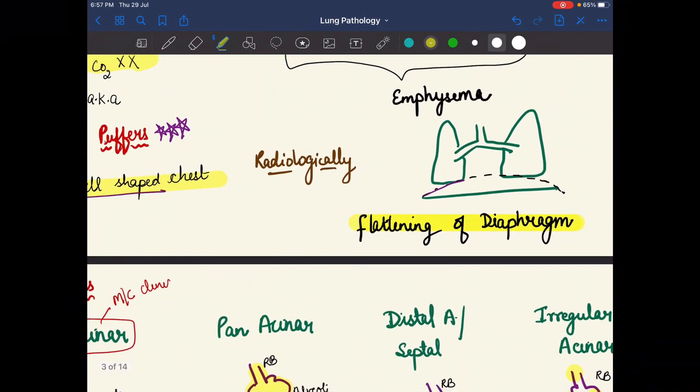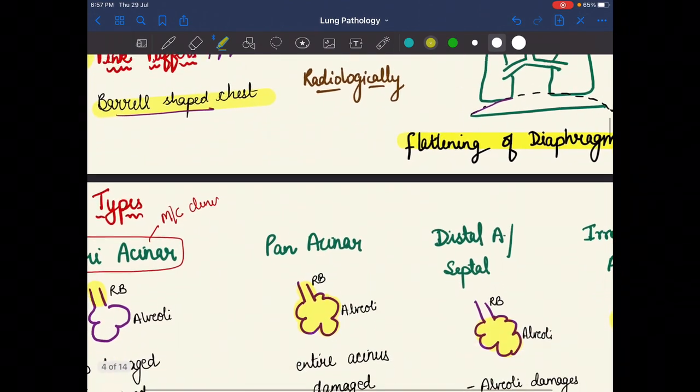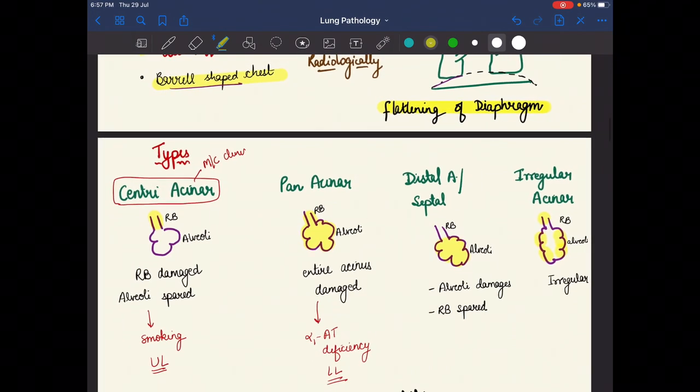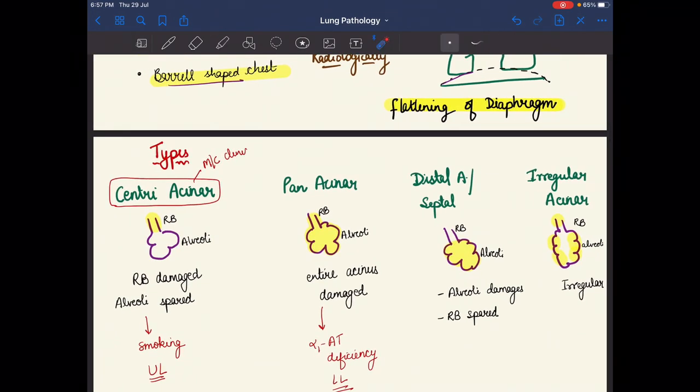Now let's move to the types of emphysema, based on which parts of the acinus they involve and which they do not. The types of emphysema are central acinar, pan-acinar, distal acinar, or we can say septal acinar, and irregular acinar.